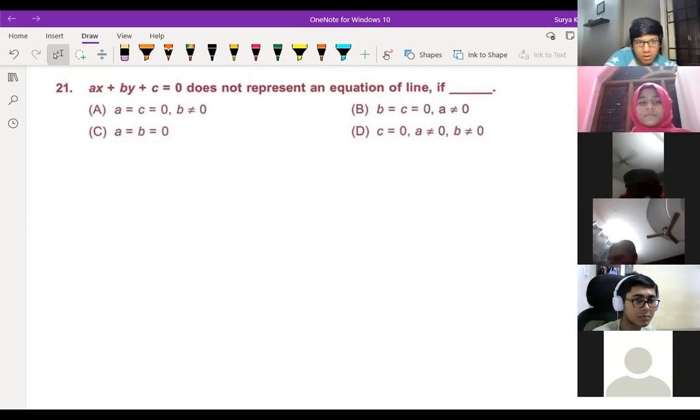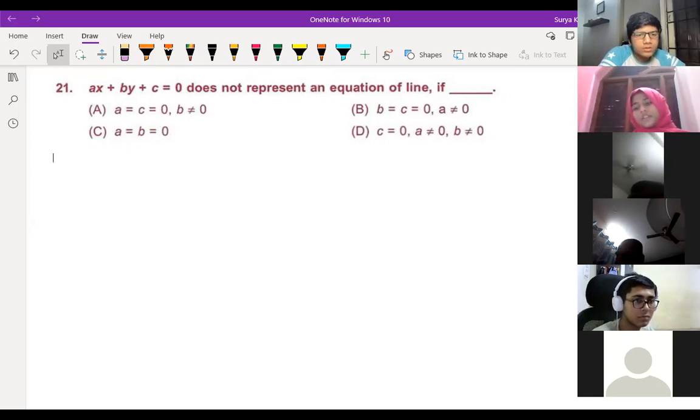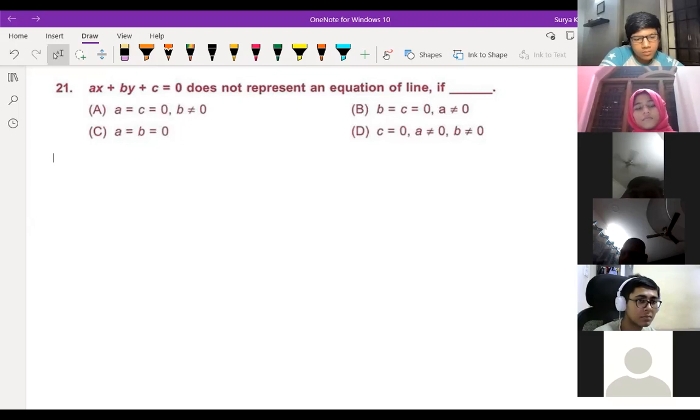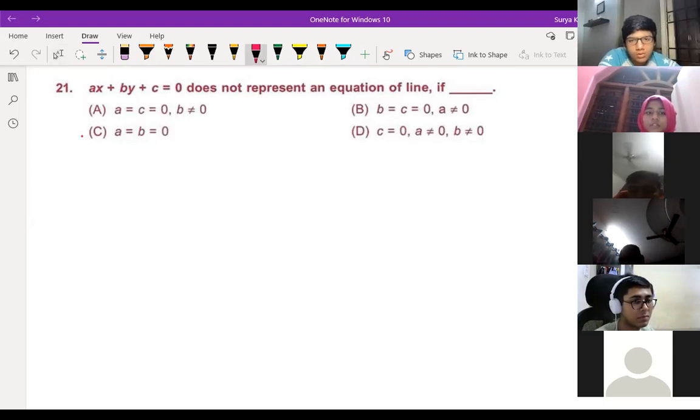Here see, ax plus by plus c is equal to 0 represents the equation of a line. Option C, sir, is incorrect. If a and b become 0, but c is equal to 0 is a line only. So that's option B, I think. Sir, C is equal to 0, it can be a line. No, so it can't be option C.